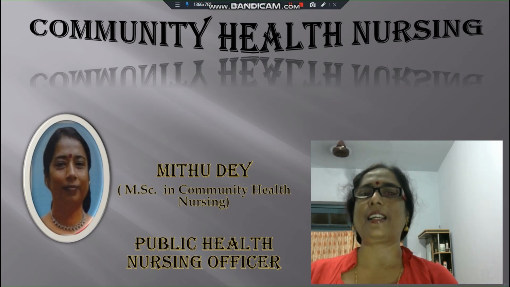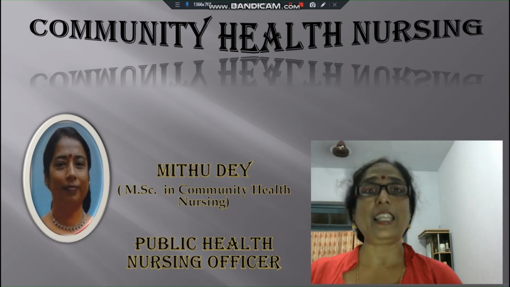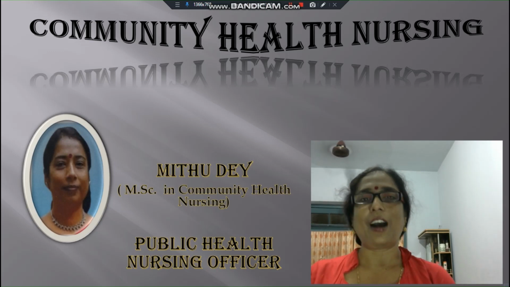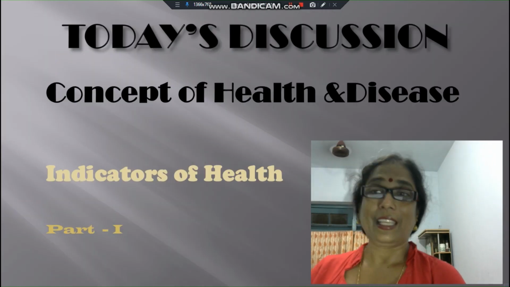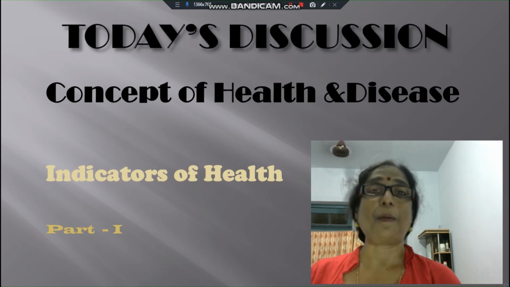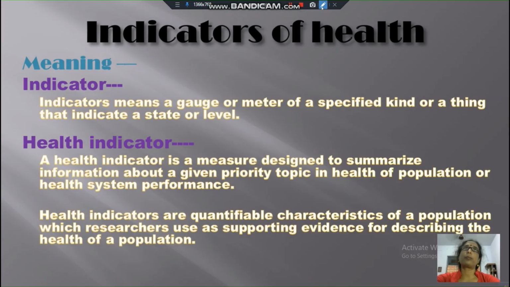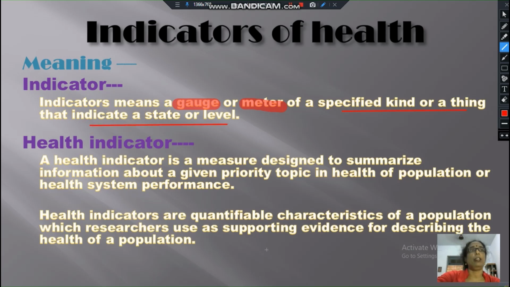If you assess the health status of people, you should have enough knowledge regarding the indicators of health. So, our today's topic is indicators of health under the chapter of concept of health and disease, part 1. So, let's go. Indicators of health. At first, we should know the meaning of indicators. Indicator means a gauge or a meter of a specified kind, or a thing that indicates a state or level.